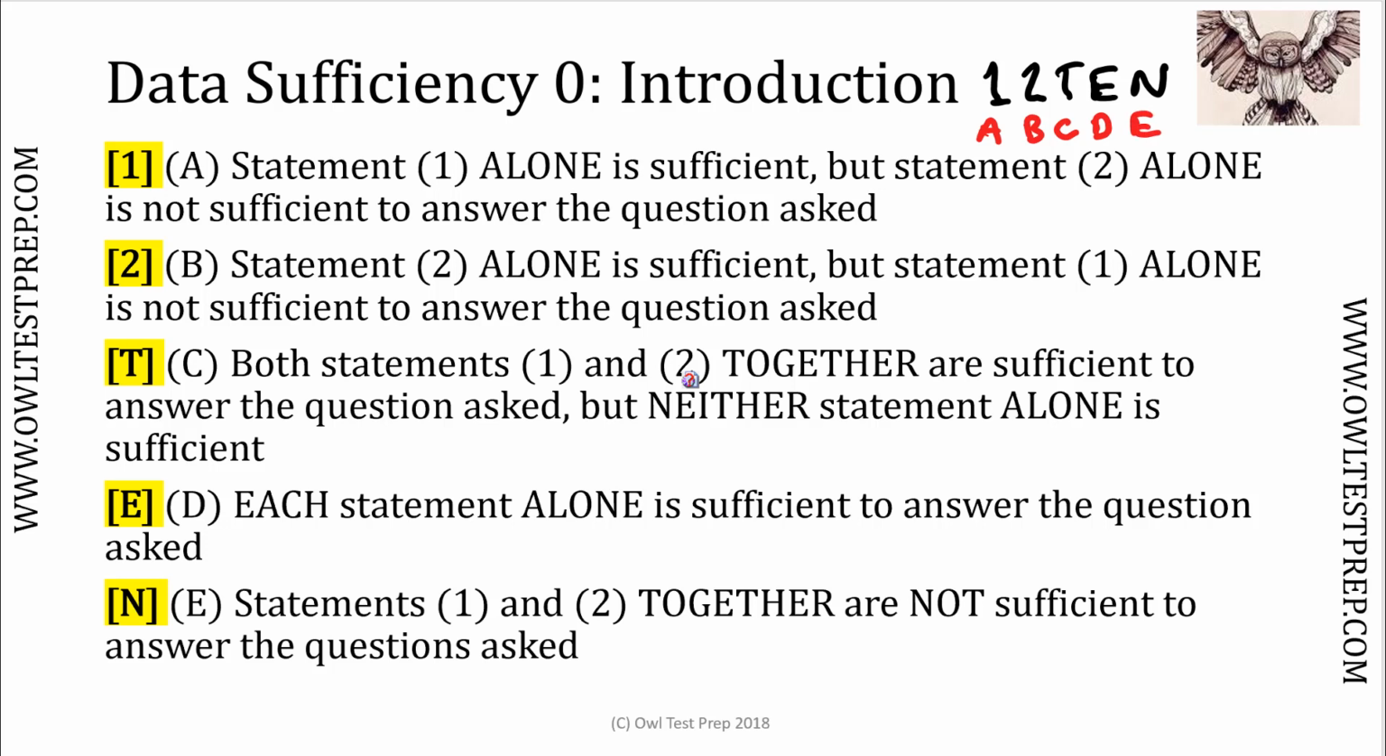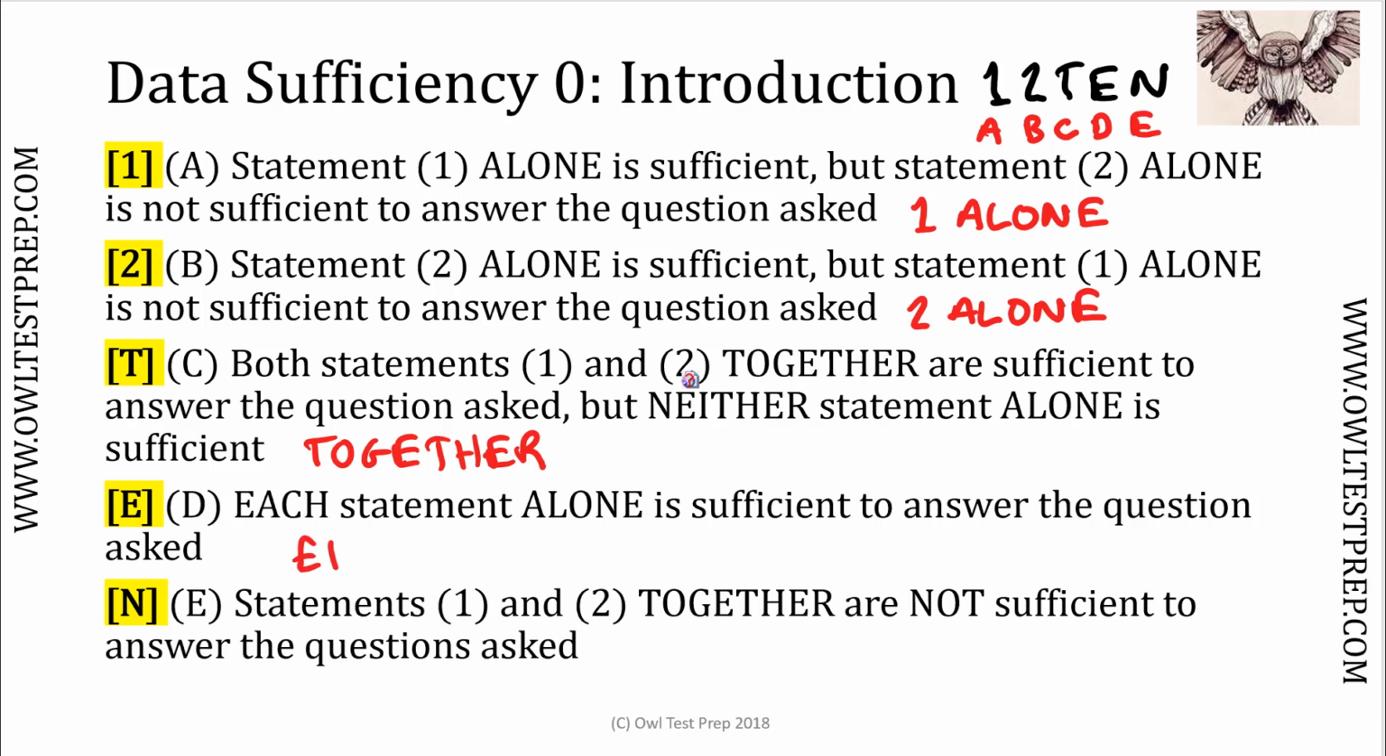So answer A, 1, is just 1 alone, right? And answer B, which corresponds to 2, just means 2 alone. Answer C corresponds to T because that's together. And answer D corresponds to E because that's either one. And answer E corresponds to N, which means neither.